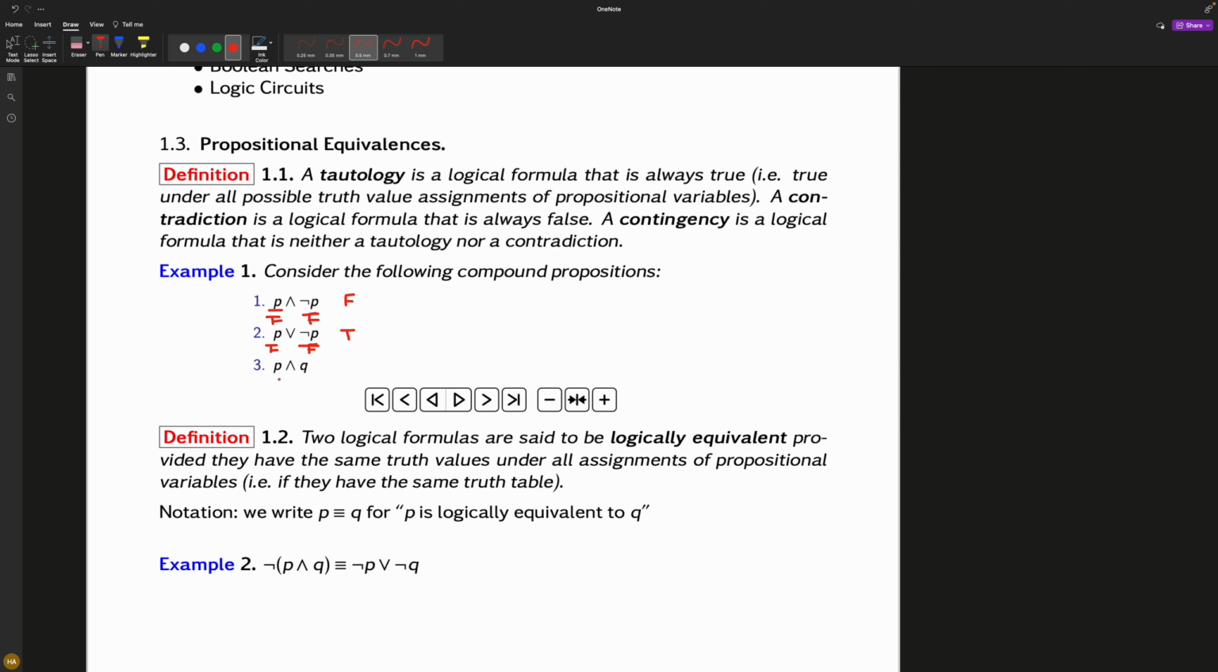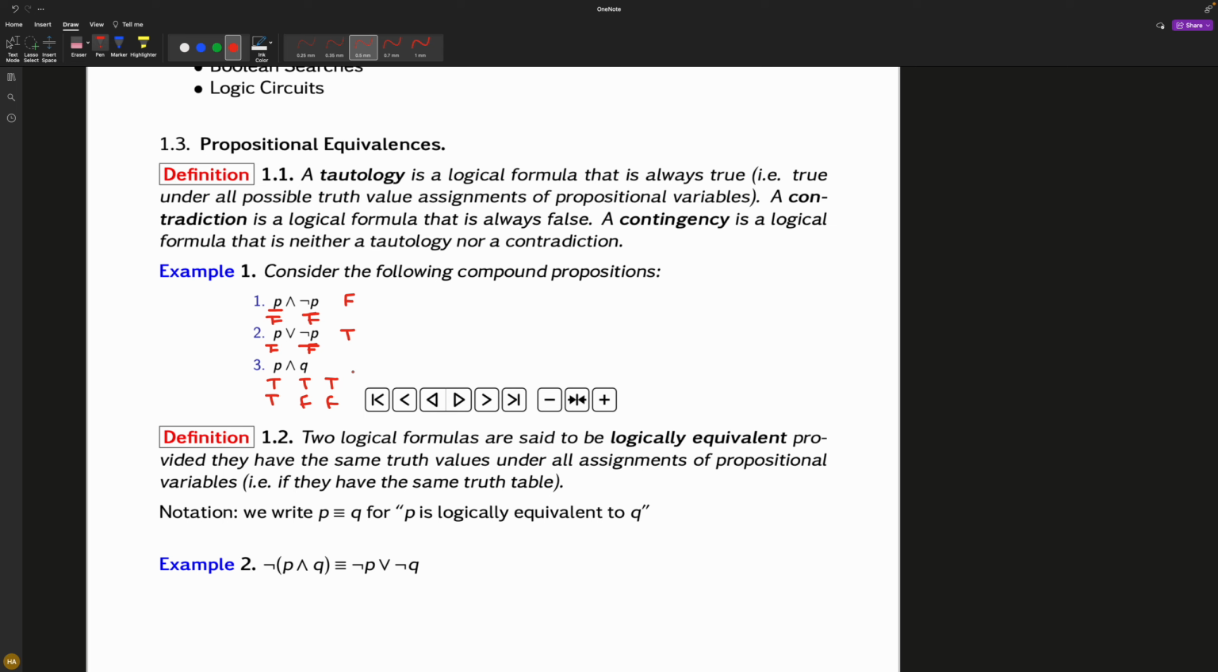And this one, it's either or. So I have P and Q. When P is true, it doesn't depend on this. If this is true and this is true, that would be true. But if this was true and this was false, that would be false. And so as you can see, you could have multiple options, true or false. And so this is a contingency, which means you can have either or.